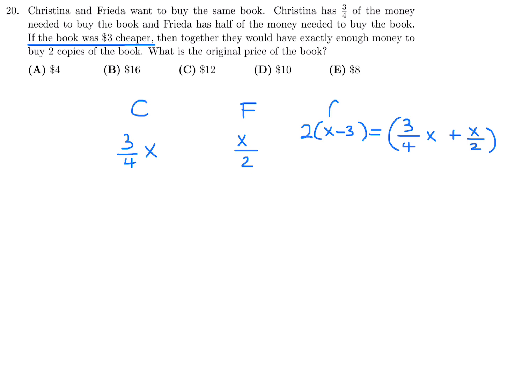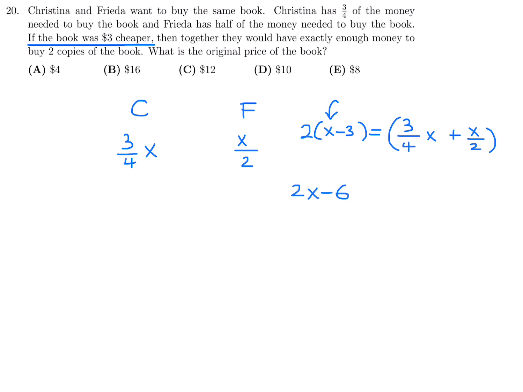The original price of the book is X. If you took away $3, made it $3 cheaper, then it would be equivalent to this equation, where the amount of money that Christina has plus the amount of money that Frida has equals 2 of those books at the discount price, which is $3 less. So this is basically the mathematical equation we now have to solve.